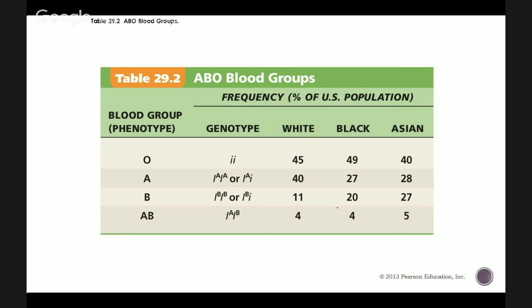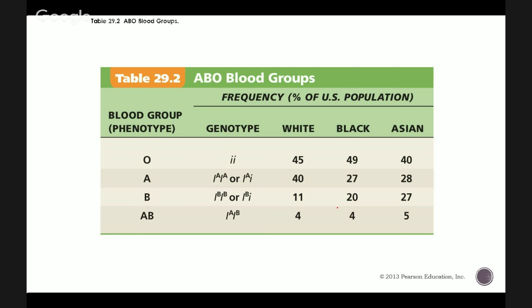All right, this next one is what we call multiple allele inheritance. That you can have the same phenotype with a combination of several different types of genotypes. Let's see how this works.